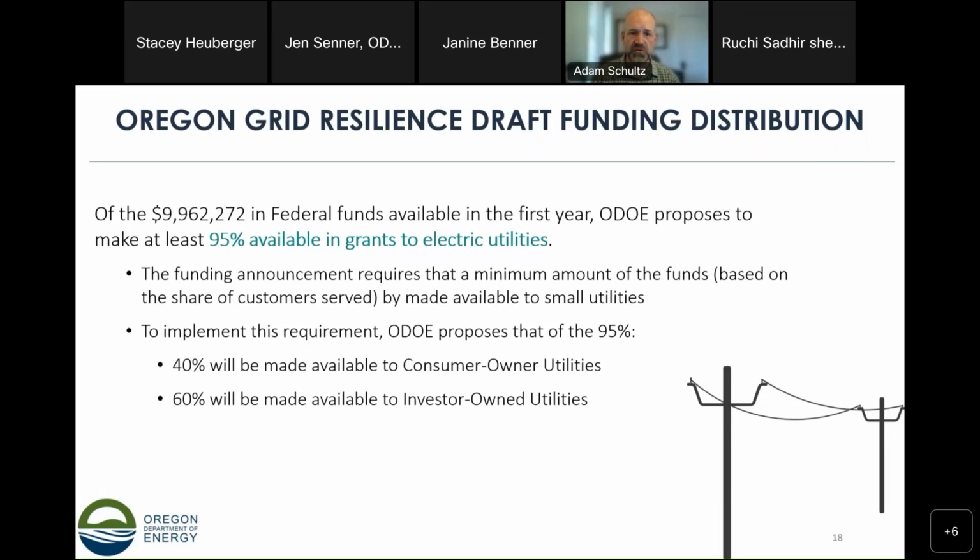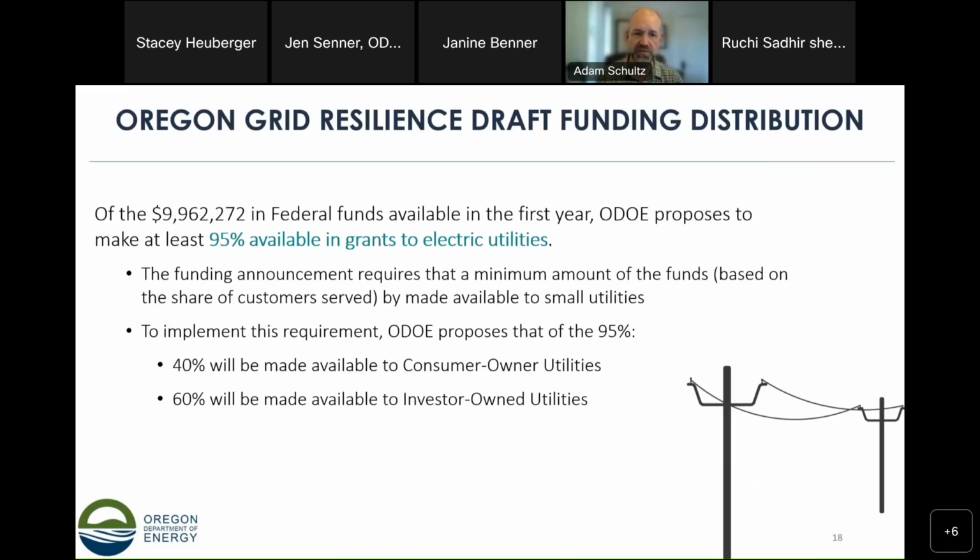There's also a small utility set aside required by the funding. The way the language is written is that a minimum amount of grant funds must be made available to small utilities equal to no less than the percentage of customers served by those utilities. So in Oregon, based on our calculations, this minimum would be set at 26% based on the share of customers served by our consumer-owned utilities who meet the definition of small utilities by the definition provided. But we also note that on a basis of megawatt hour sales, these consumer-owned utilities deliver 36% of the state's sales.